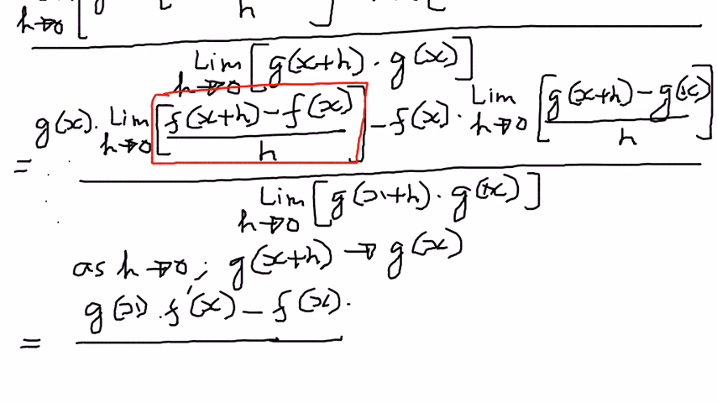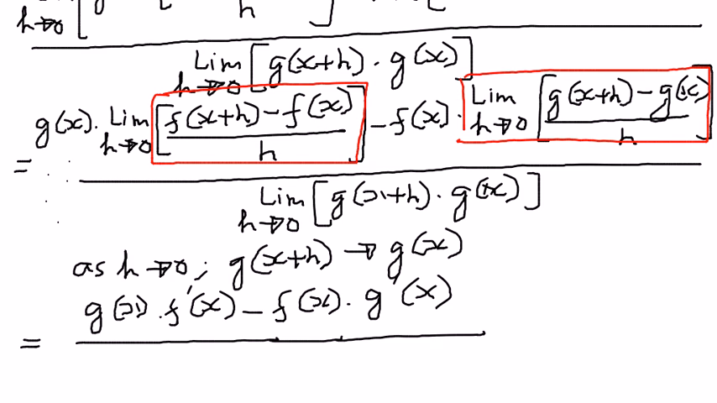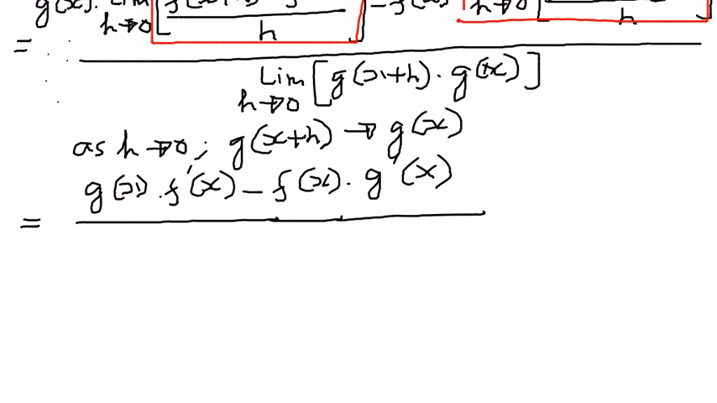times, and then this part here is g prime of x, sorry, let me write it in the same color. This is g prime of x, like that, and this whole thing is divided by g of x. This whole thing is raised to the power of 2, like that.